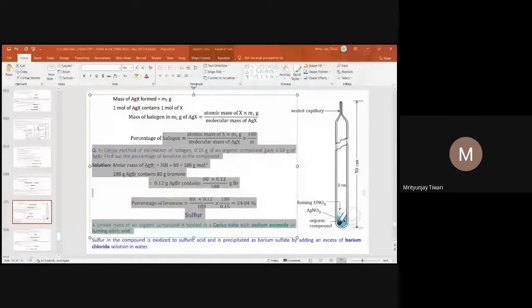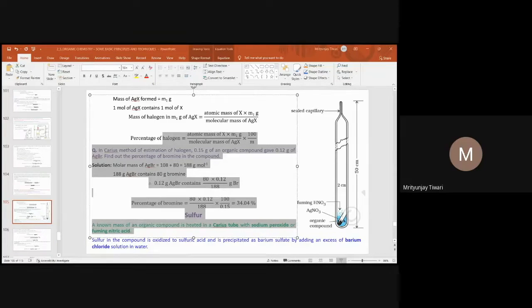So this precipitate we can filter out, dry, and weigh, and from the weight of the barium sulfate formed, we can estimate what amount of sulfur was present in the compound. We consider that all the atoms of sulfur in the given sample of the organic compound have gone to form barium sulfate. This is one assumption: not even a single atom of sulfur is lost in evaporation or any other process. So the precipitate is filtered, washed, dried, and weighed.